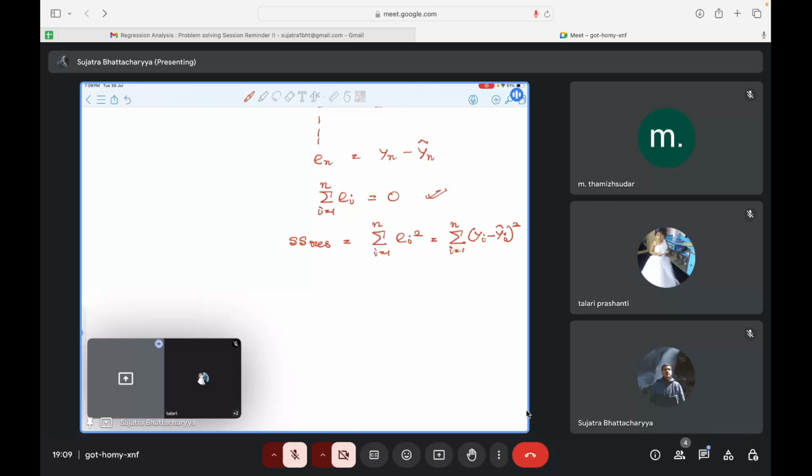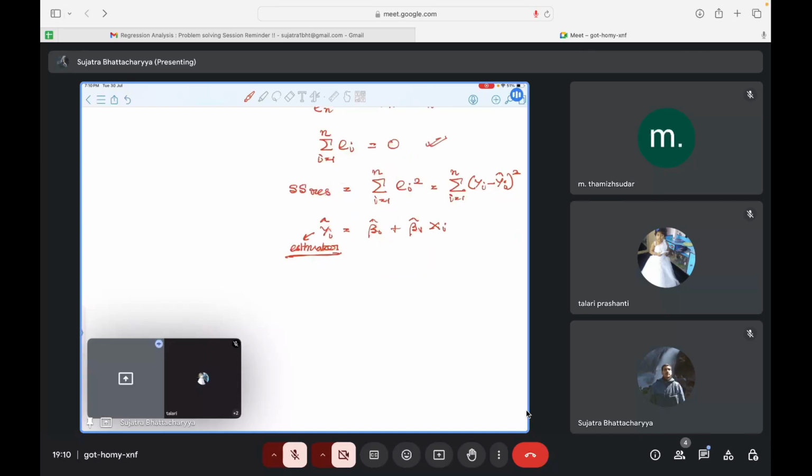Now yi hat can be written as beta naught hat plus beta 1 hat xi. That's all. We will not write epsilon. Why will we not write epsilon? Because this is the estimator. Beta naught cap, beta 1 cap, these are the estimators. So you do not have any distribution here. Fine. So this is the yi hat.